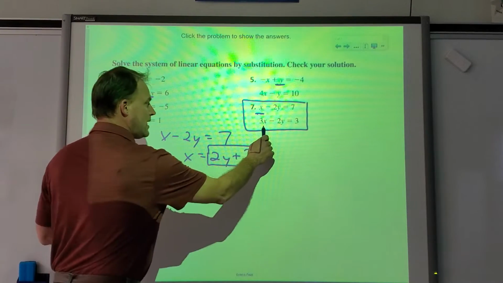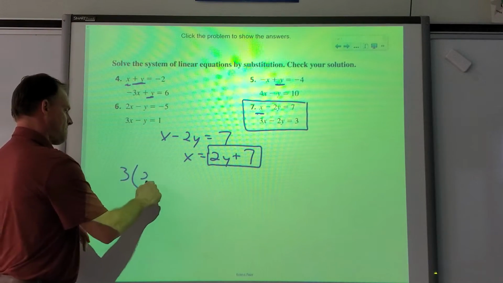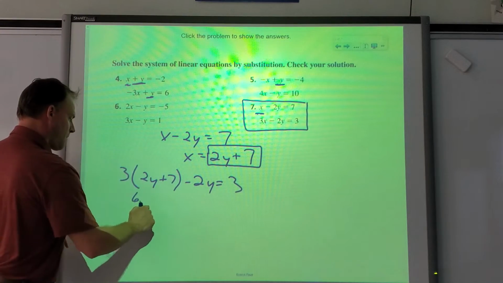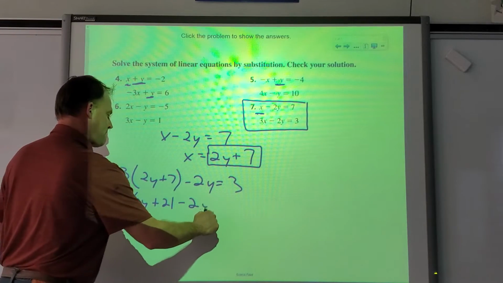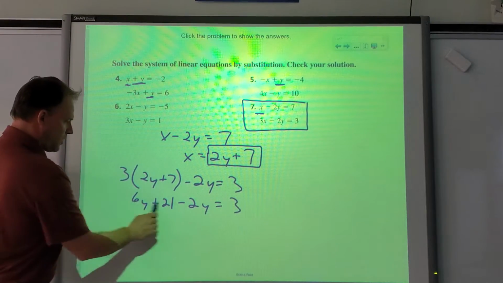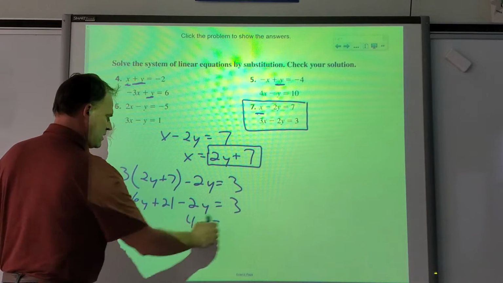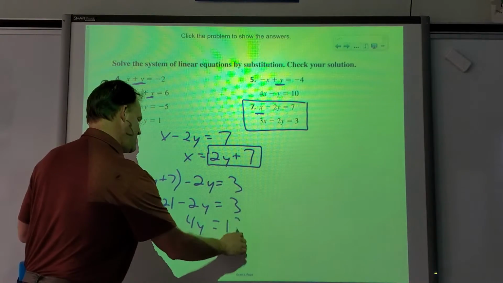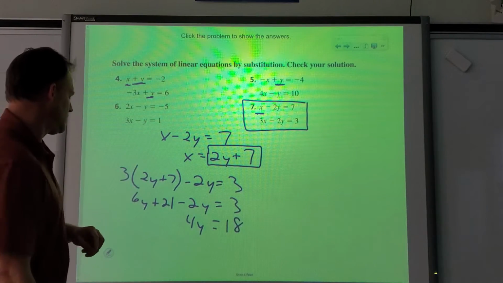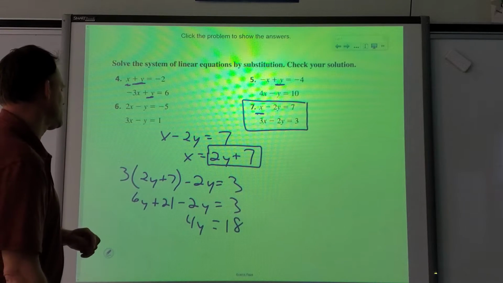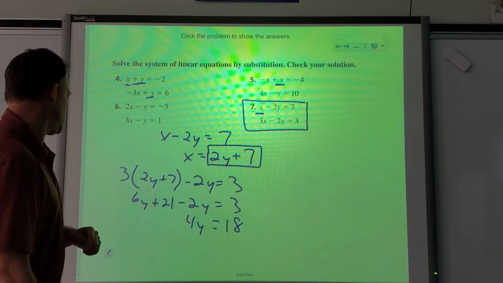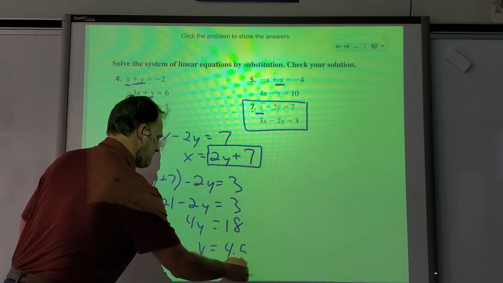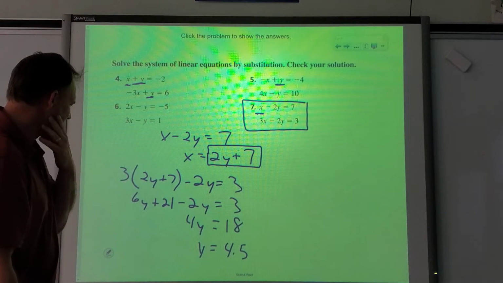Do the substitution into the other equation. Distribute. Solve. 4y, subtract, I get 6, 18. Is this going to be a fraction? Ugh. It's a fraction no matter what. Nobody likes fractions. Make it 4.5 for y.